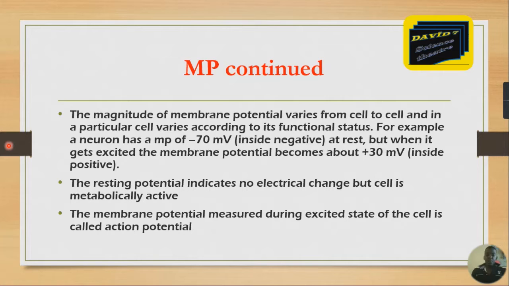The membrane potential measured during the excited state of the cell is called action potential. When it is at rest, we call it resting potential. When the cell is in an excited state, we call it action potential. The point here is that the resting potential indicates no electrical change, but it does not indicate that the cell is metabolically inactive.